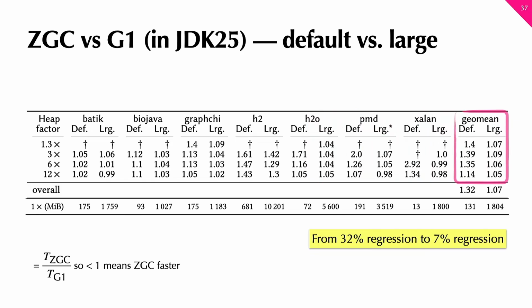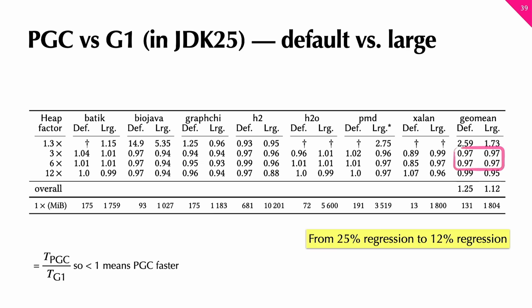So summarizing all of that, right? We see we're going from regression to, again, regression, but a much substantially smaller regression, right? So we're going from a 32% regression to a 7% regression in total by going from default to large workloads.